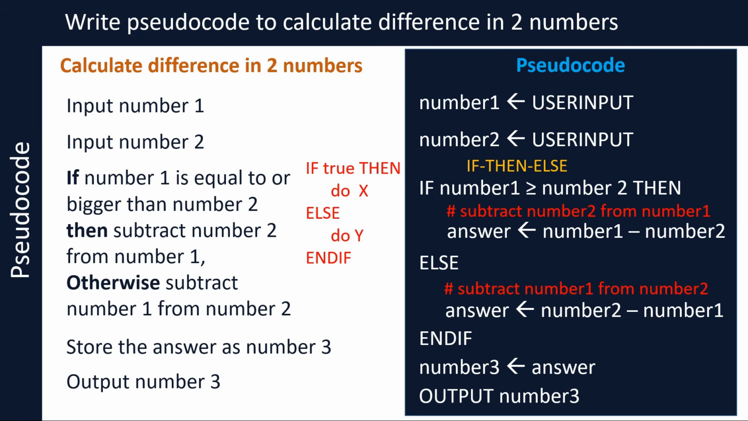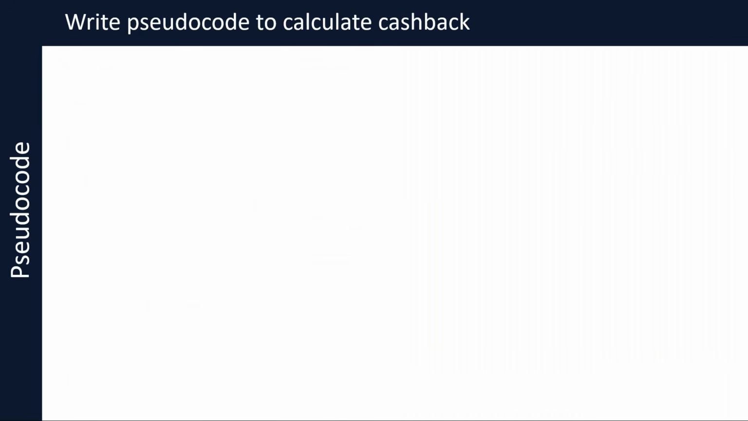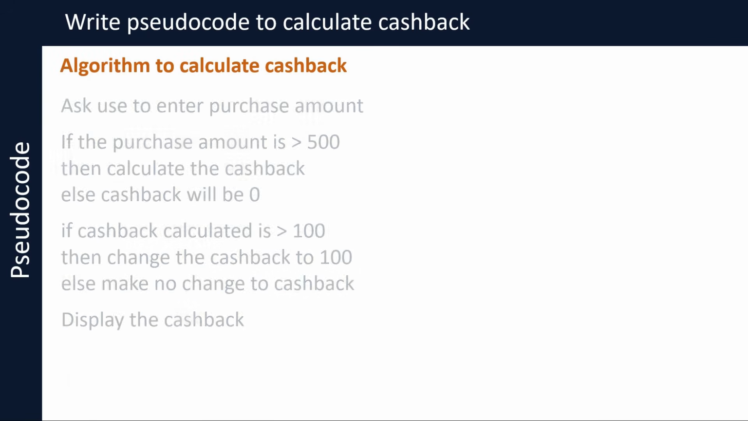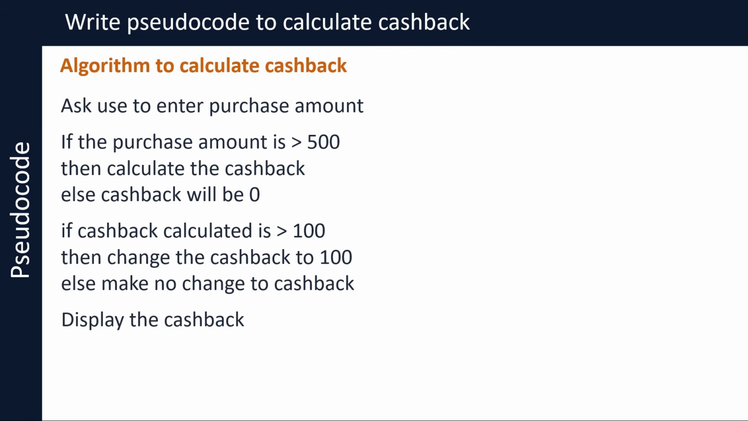Let's now write a pseudocode for our algorithm to calculate cashback for credit card purchases. Here are the steps. In the first step, we ask the user to enter the purchase amount and store that into a variable named purchase AMT. This could be written as.